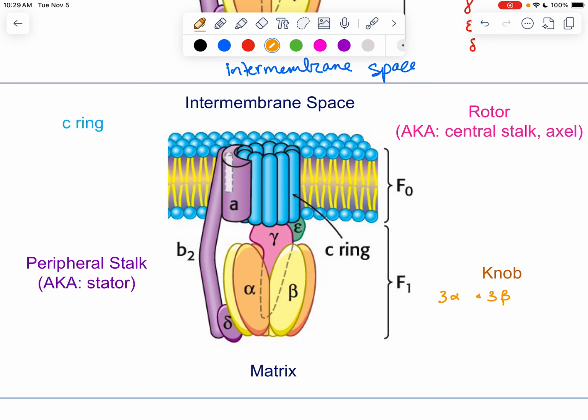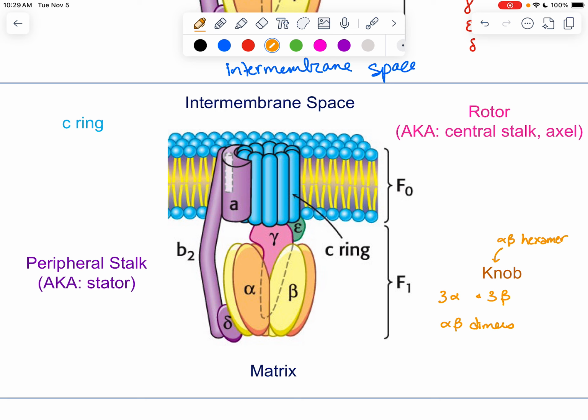They're tightly associated as alpha beta dimers. Each alpha is tightly associated with a beta. We'll sometimes call this, instead of the knob, the alpha beta hexamer, because there's 6 subunits, 3 alpha, 3 beta.